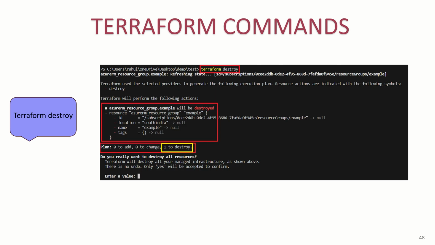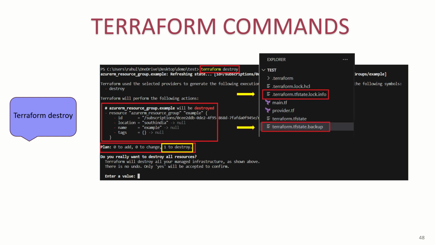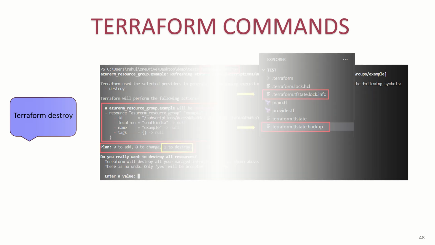Okay, once we are done with the Terraform apply and with all our testing, then we can destroy these resources. Similarly, when we can do apply, we can do destroy also. It will show us which resources are going to be destroyed, and if we provide our approval as yes, then it will do the destruction. Similarly, it will first create a lock on that tfstate file, take a backup of it first, and then perform its action.